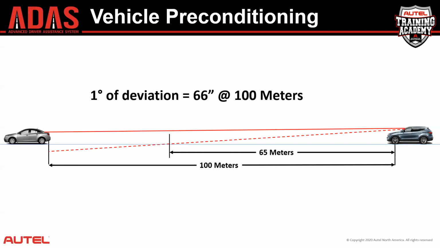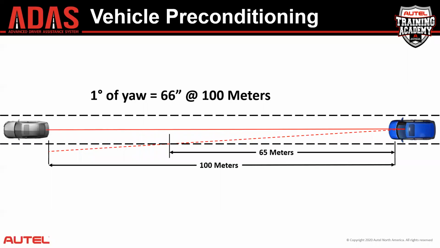Now, the same issue could also come into play with yaw, or the side-to-side movement of a camera. If we don't properly position a camera in its bracket, or a windshield on the vehicle, or a radar sensor in its bracket, changing the physical positioning of the camera side to side 1 degree, again, is 66 inches at 100 meters. It's the difference between a camera looking in its own lane or looking in the lane next to you.